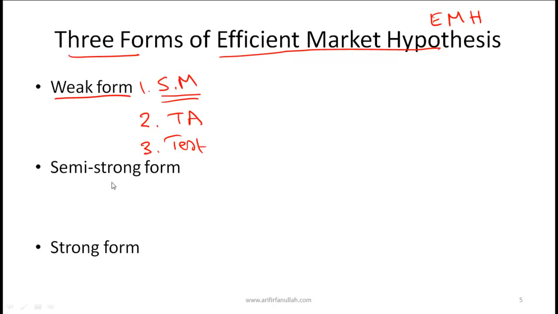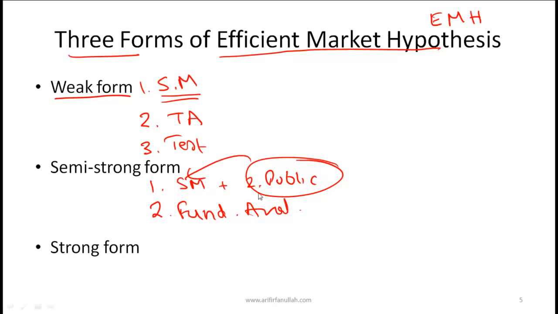Next, let's talk about the semi-strong form. In the semi-strong form, we say that all security market data plus all public data is incorporated into stock prices. The implication being that we cannot use fundamental analysis to make abnormal profits. Why? Because all public data and then by extension all security market data is already incorporated into stock prices, and hence using fundamental analysis is pointless because all this public information is already built into the stock prices. So we cannot earn abnormal profits by using fundamental analysis.